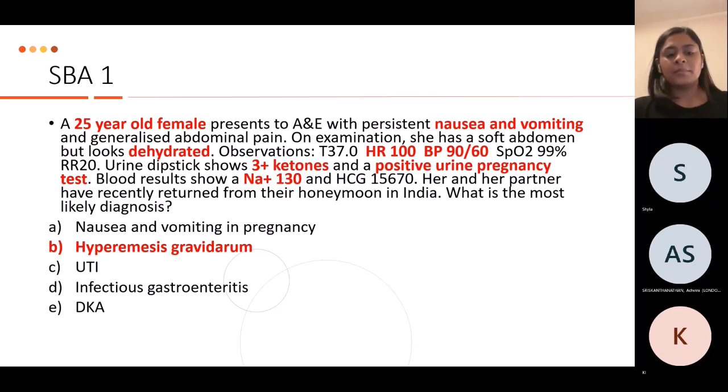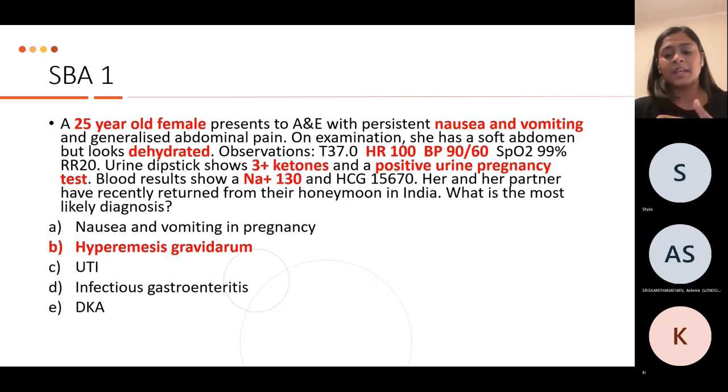It could be a UTI, but there's nothing in the urine to show that, and it could be infectious gastroenteritis, but then you would expect her maybe to have bowel symptoms. And again, it could still be that, but you've got to take into account she's got a positive urine pregnancy test.